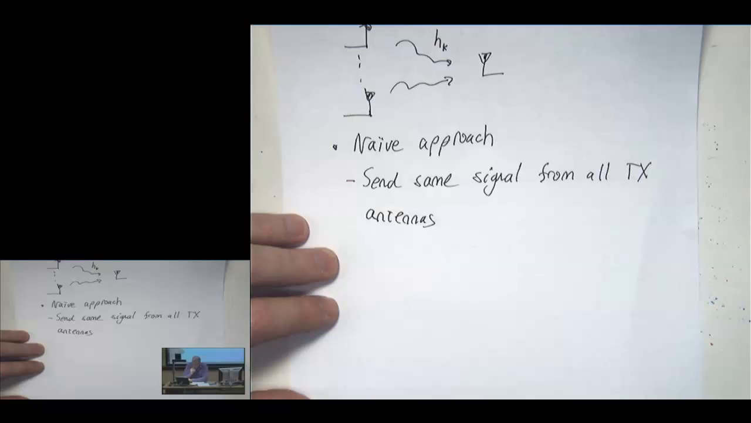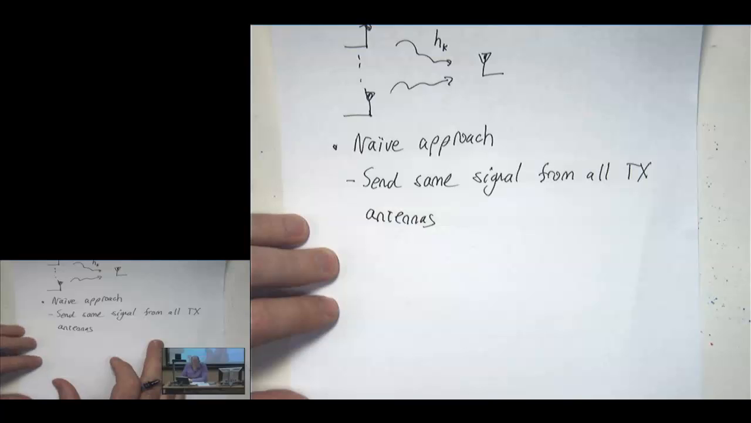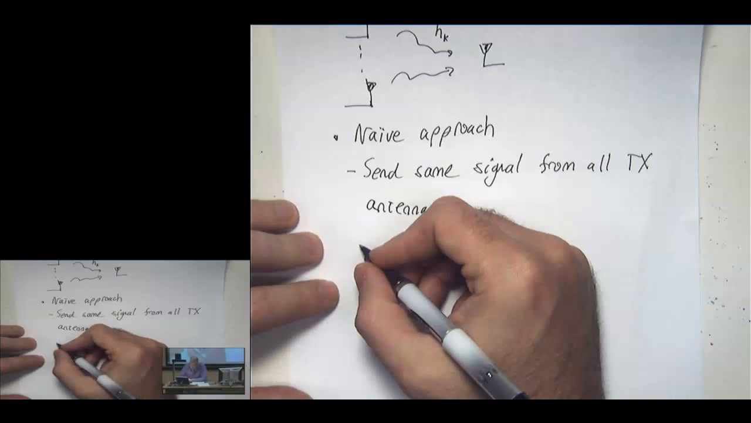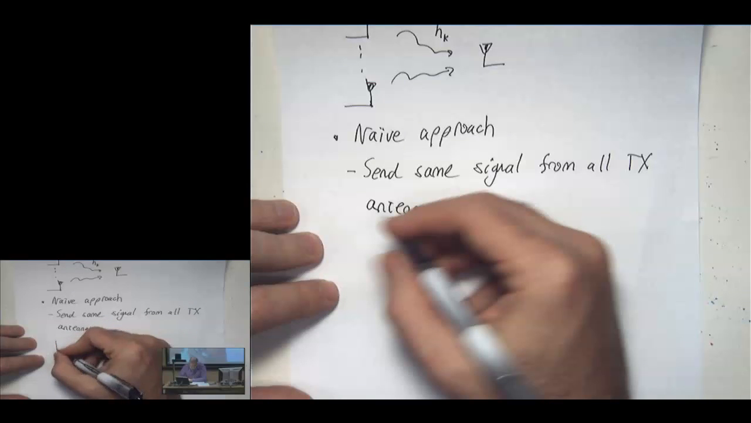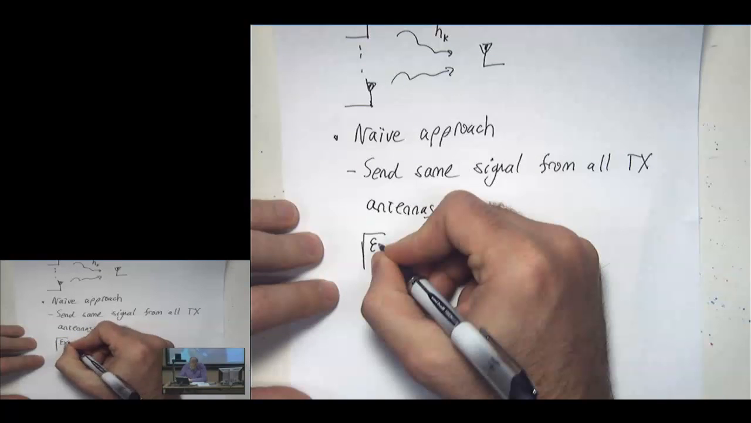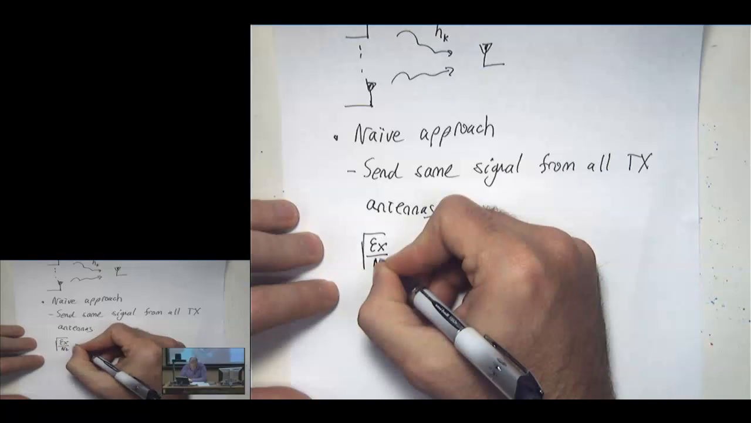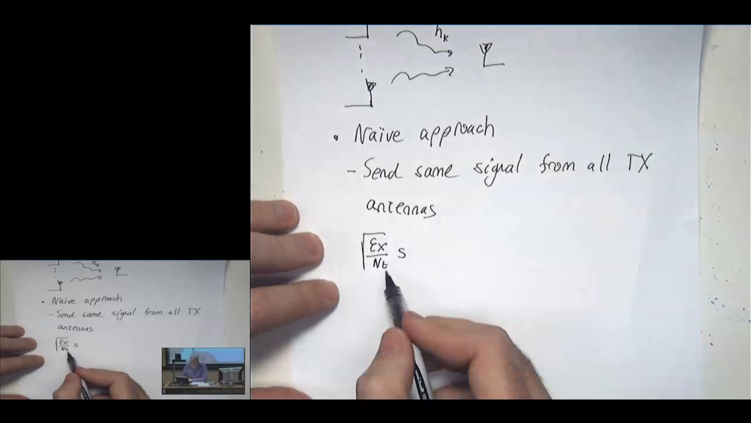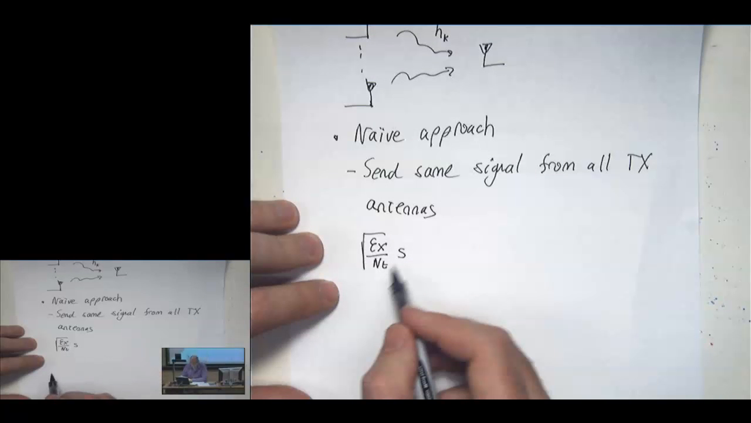Now, just to keep things fair, we're going to impose a sum power constraint here. So we're actually going to send, in terms of the discrete time symbol set, something like this: square root of Ex over NT times s. And the square root of Ex is such that when you sum the power across all the antennas, the sum is equal to Ex here.